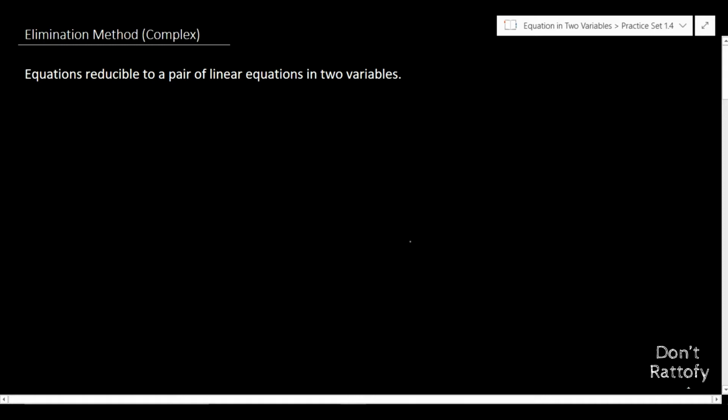So this is the elimination method which we have done already in the first exercise, and in this exercise we are going to do the elimination method again, but this is a very complex type of sum, and in this type the variables are in a fraction and are in denominators.